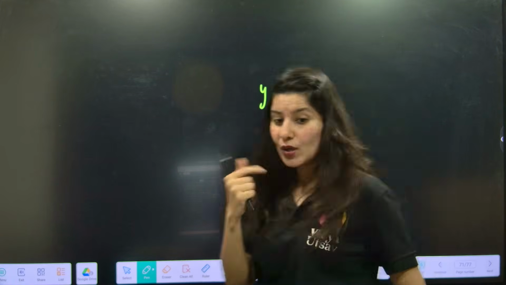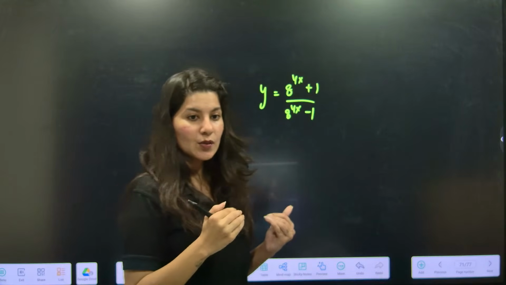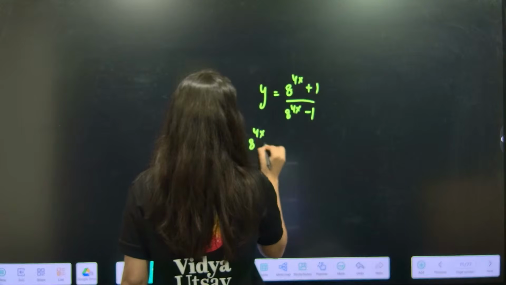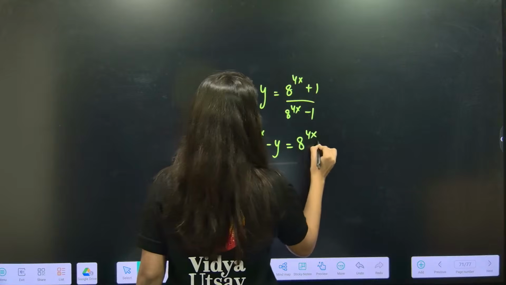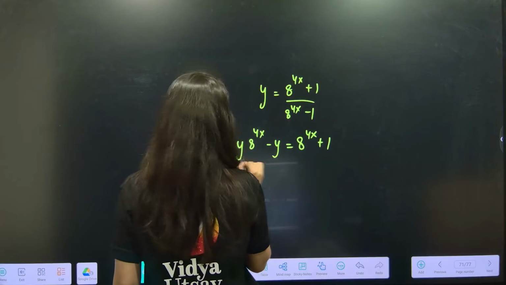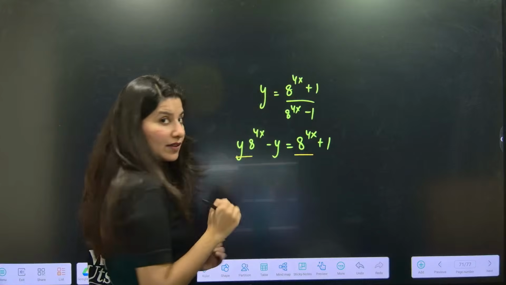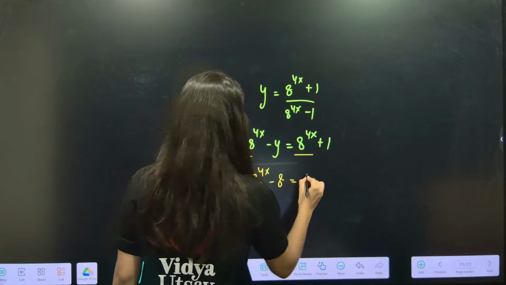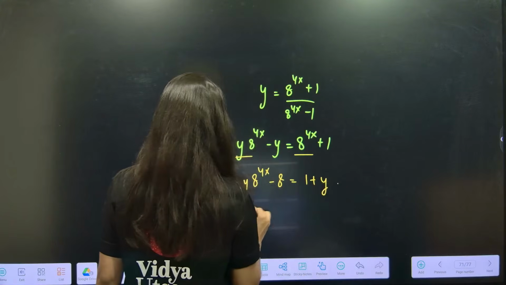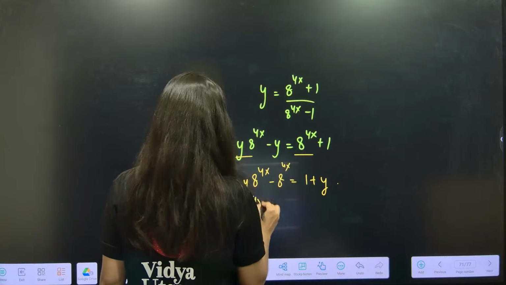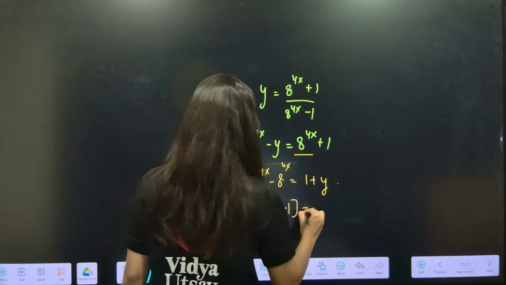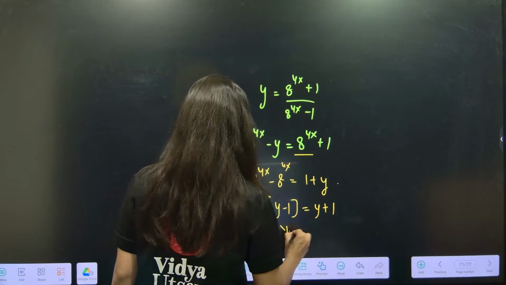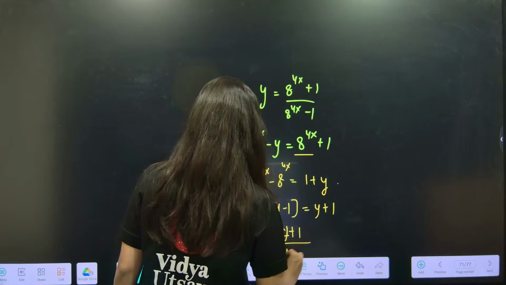Step by step. Now what do I want? I want to calculate x in terms of y. So cross multiplication: y times 8^(4x) plus y equals 8^(4x) minus 1. Okay, so keep the x terms together on one side. So y 8^(4x) minus 8^(4x) equals minus 1 minus y. Okay, so 8 power 4x, if I take common, (y minus 1) is equal to minus (y plus 1). So 8^(4x) is equal to (y plus 1) upon (y minus 1).